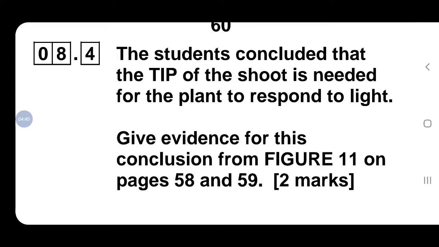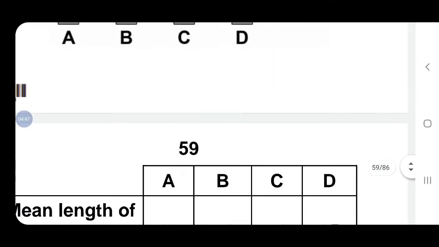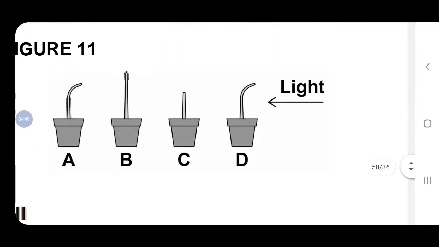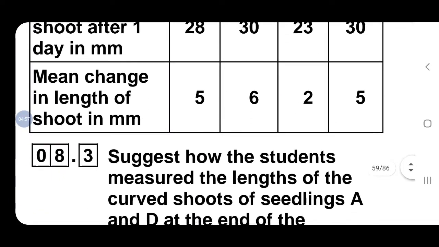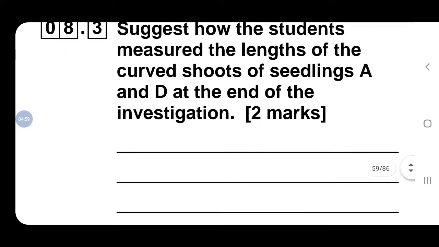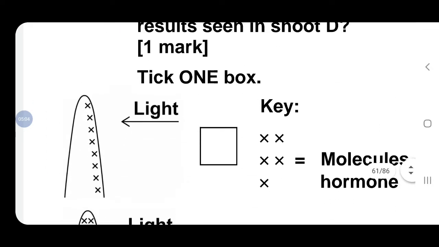The main evidence is tip covered, B and C. These grow in a straight line. I already told you this is a straight line, and A and D, this is a bend, or you can say this is curved. All right, so this is the evidence.